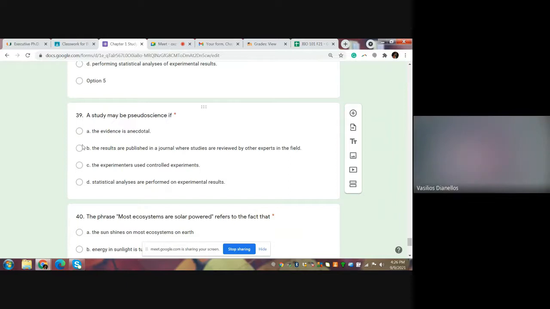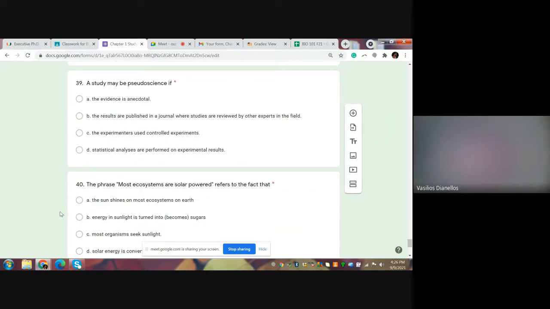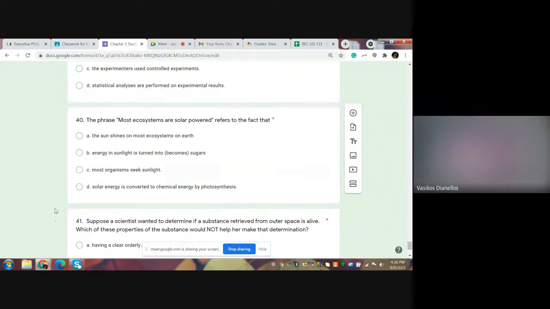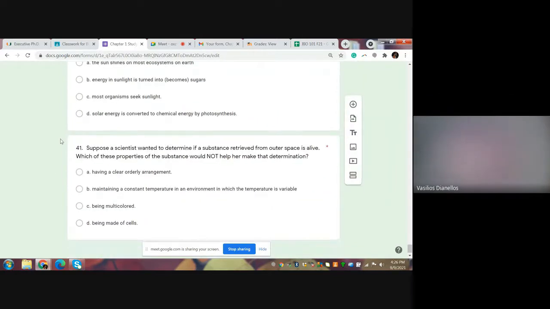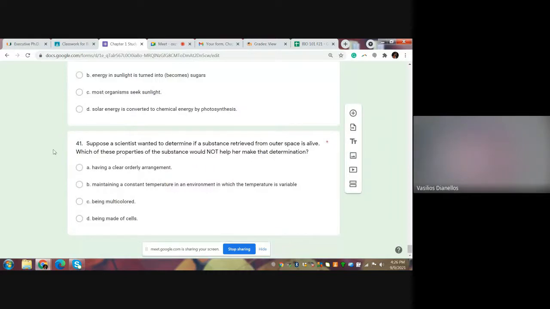You should be able to recognize pseudoscience. And in my opinion, that's nothing you need to study from the textbook, right? That's just use your common sense. If something seems like it could be misleading, then it could be pseudoscience. Number 40, not on this exam. We'll talk about that later. Number 41. Yes, I'm going to ask some version of this.